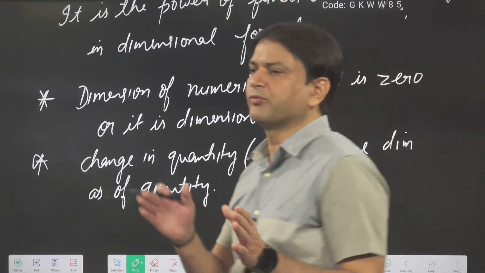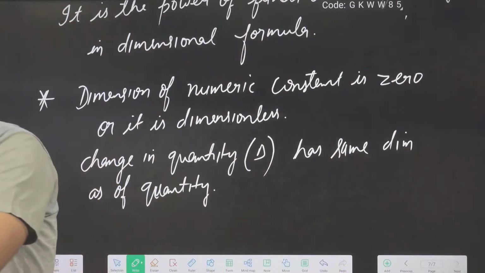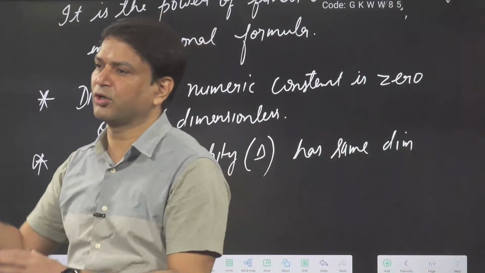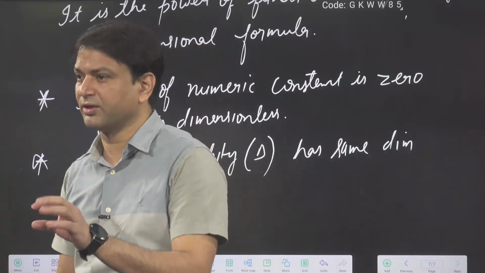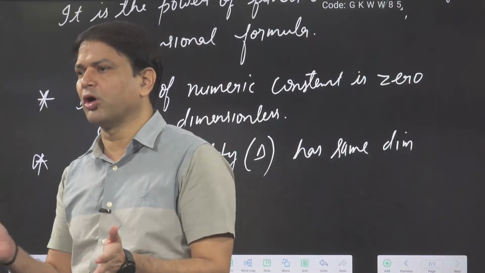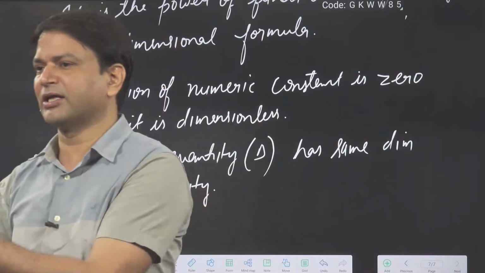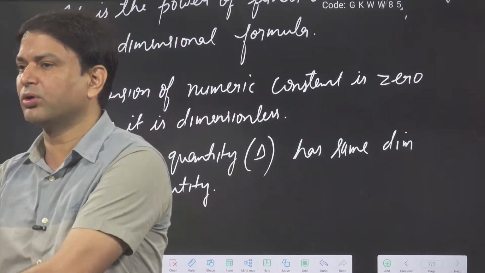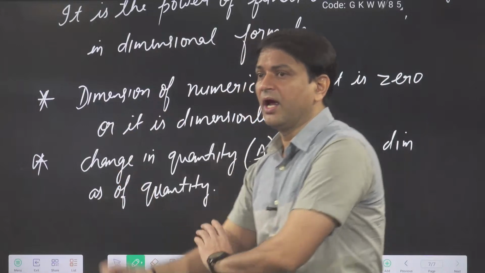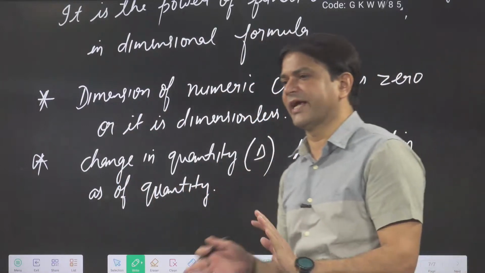Meter per second, because velocity minus velocity we will get velocity, not unitless. When we are subtracting two quantities, the result will also be that quantity. Like mass, 2 kg mass minus 1 kg mass, I will get 1 kg mass. So we can say the quantity and the change in the quantity will have the same dimension.